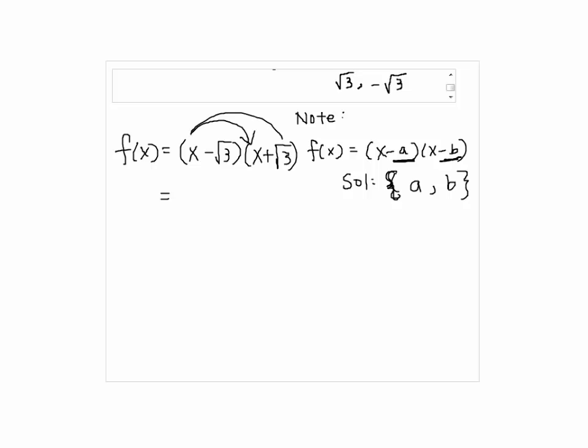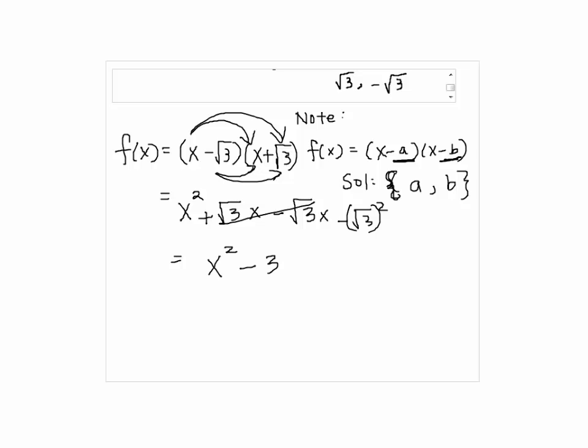Then we're going to distribute by using FOIL. We get x squared plus radical 3x minus radical 3x minus radical 3 squared. So the inside terms are gone, so we have x squared minus 3.